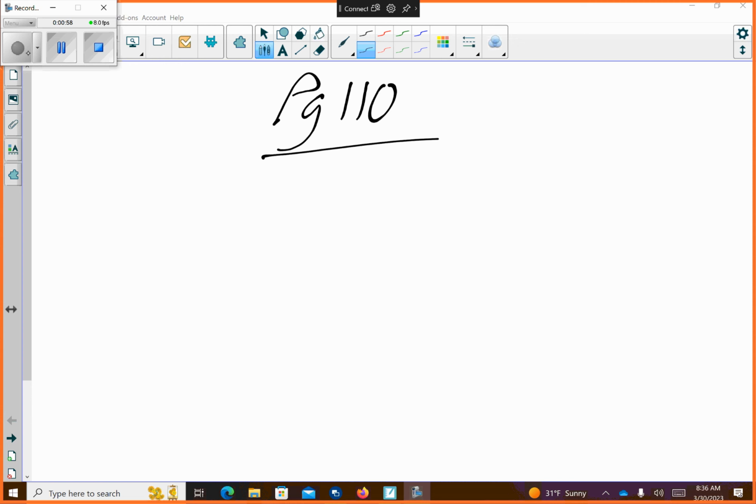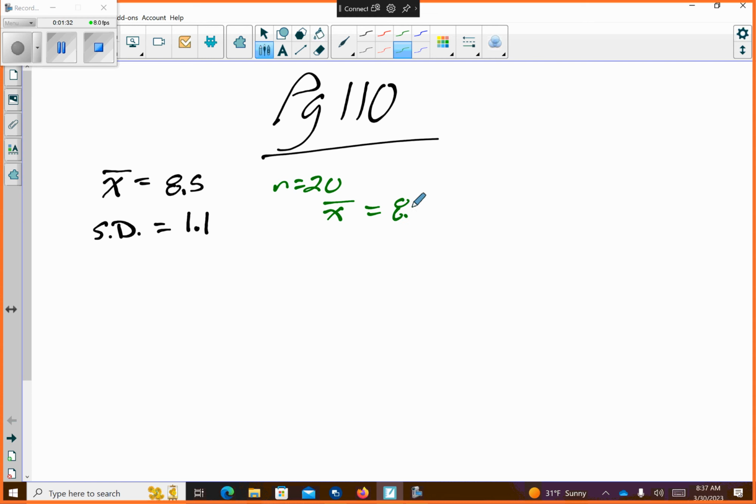Remember on that one on page 110, I asked you to change the standard deviation. They're saying they want us to have an average score of 8.5. It wasn't printed in yours for some reason, but make the standard deviation 1.1. Then they basically want us to say, we did a test of 20 people, and they had an average score of 8.78. Is there any other information we needed? No. Okay.